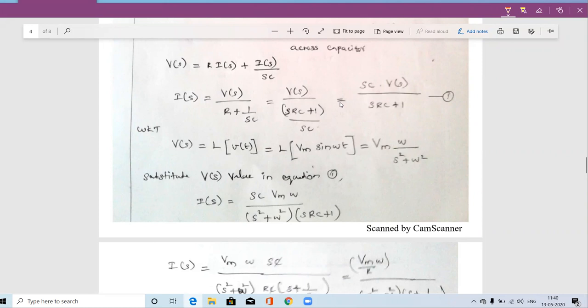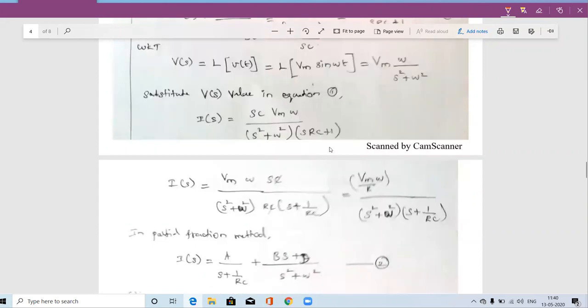Now V equal to V of s divided by this one. Now you substitute the value of V of s. What is V of s? Laplace transform of Vm sin omega t. So what is the Laplace transform of Vm sin omega t? Vm omega by s square plus omega square. Now we will get I of s equal to like this.